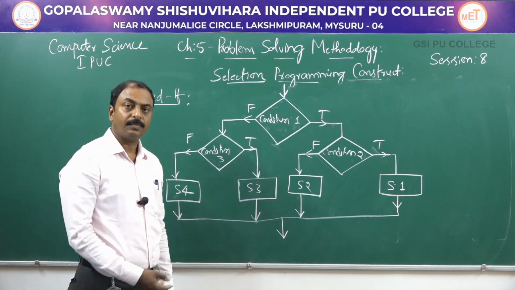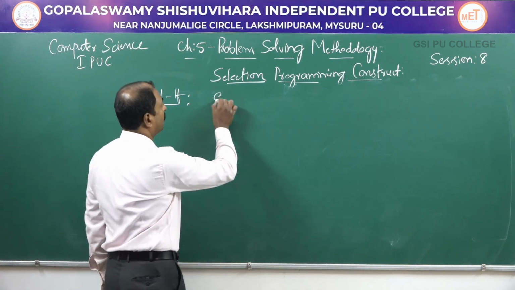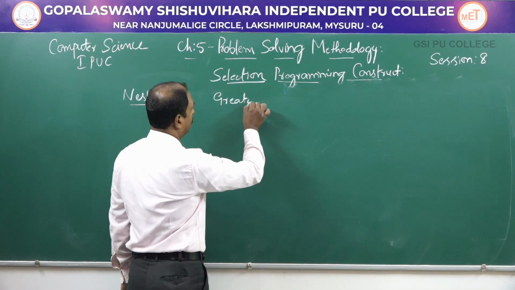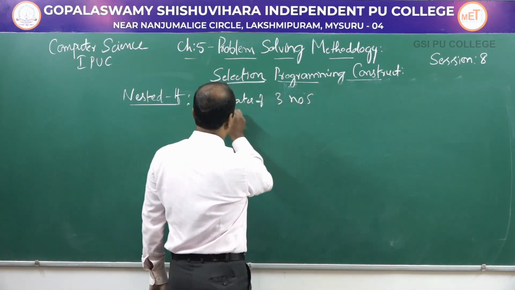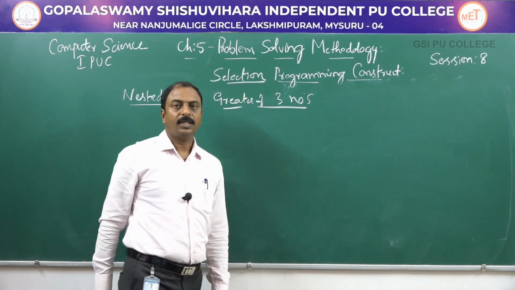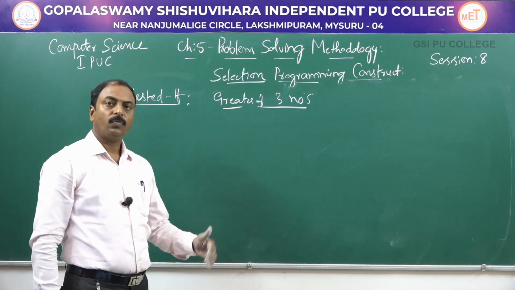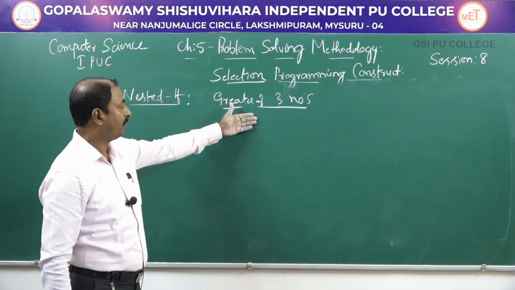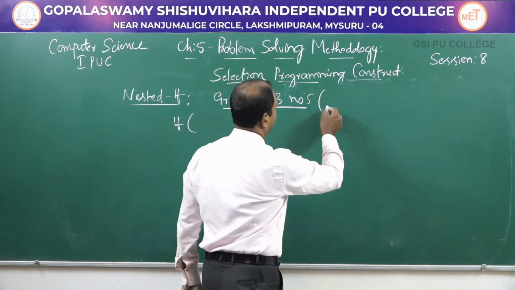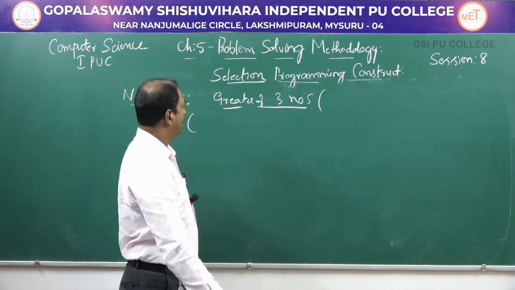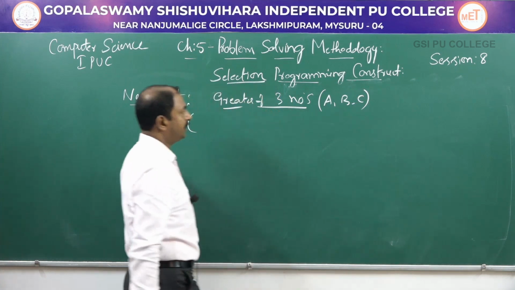Now let us write one example for the same. Let us write an example to find the greatest of 3 numbers. Students, you remember this? Already we had written an algorithm for the same, but we used some other logic. Here we do the same thing with the nested if programming construct. Let us take 3 numbers as A, B, C.